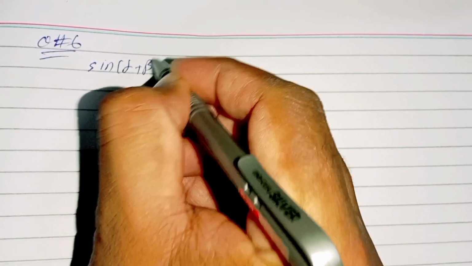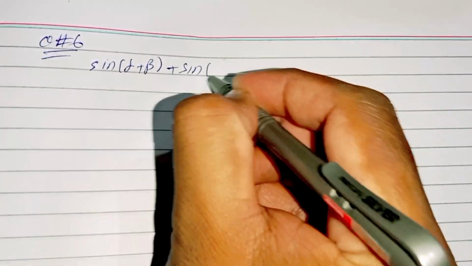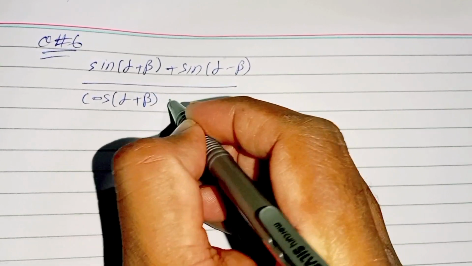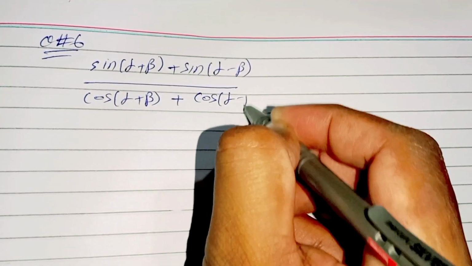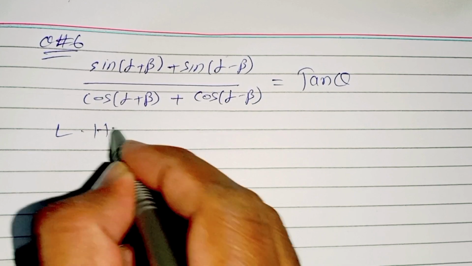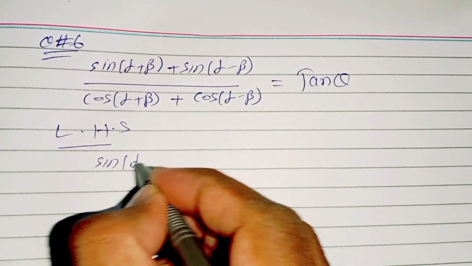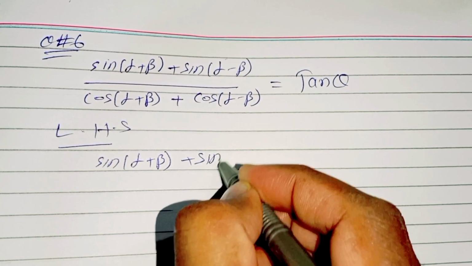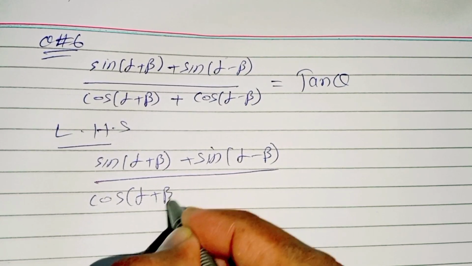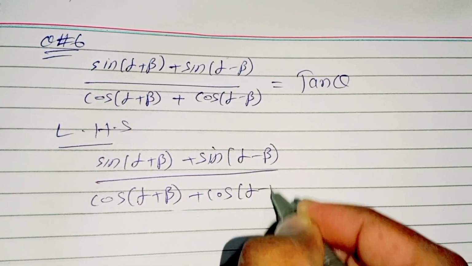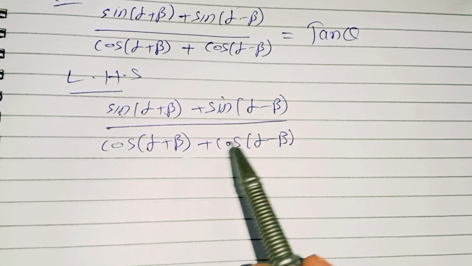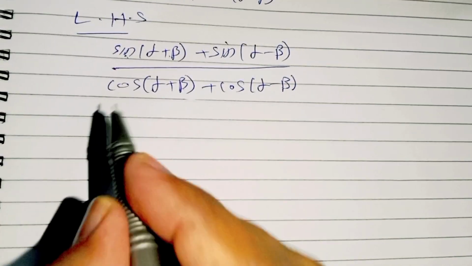Sin into alpha plus beta plus sin into alpha minus beta over cos into alpha plus beta plus cos into alpha minus beta is equal to tan alpha. Taking the left hand side, sin into alpha plus beta plus sin into alpha minus beta over cos into alpha plus beta plus cos into alpha minus beta. Now four formulas are involved here: sin alpha plus beta, sin alpha minus beta, cos alpha plus beta, cos alpha minus beta. So we expand these four formulas.